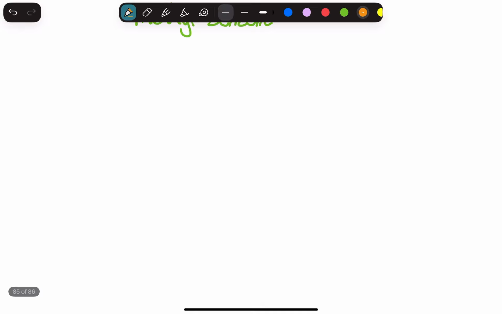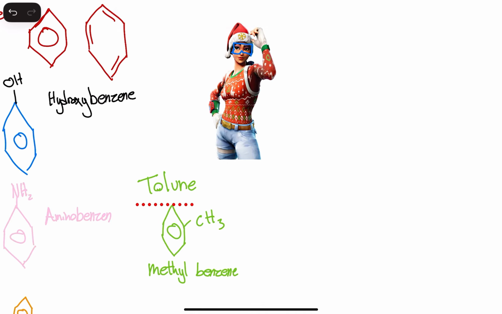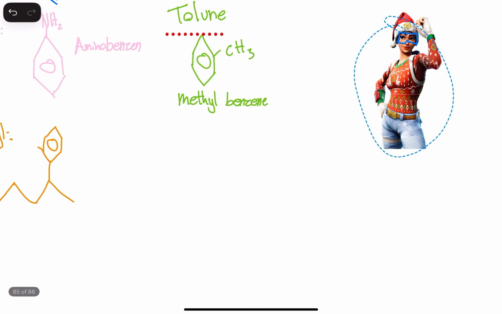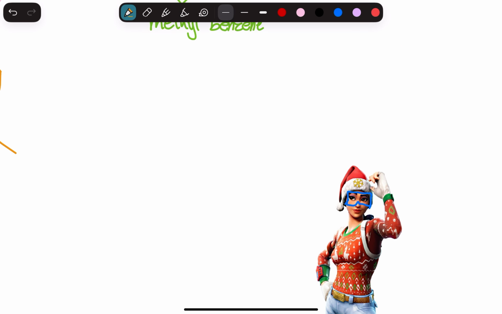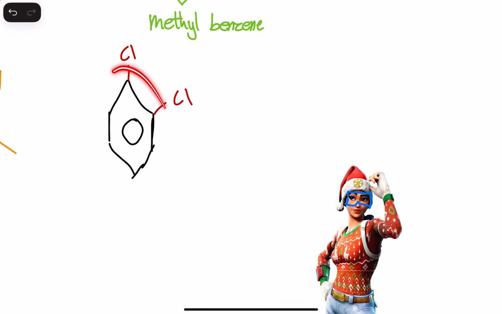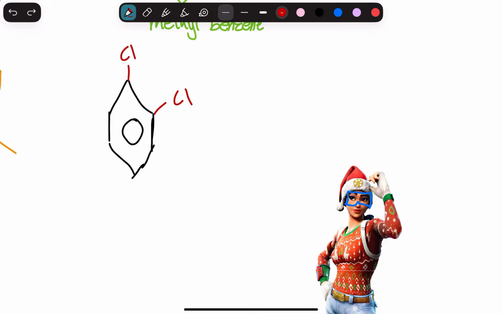So let's do an example of naming a benzene. Perfect. So let's say we have something like this. We have our benzene ring, and then we have a chlorine group here, and a chlorine group here. How would we go about naming this? We know that's going to be a benzene because we have our benzene ring, so that one is easy. Benzene.